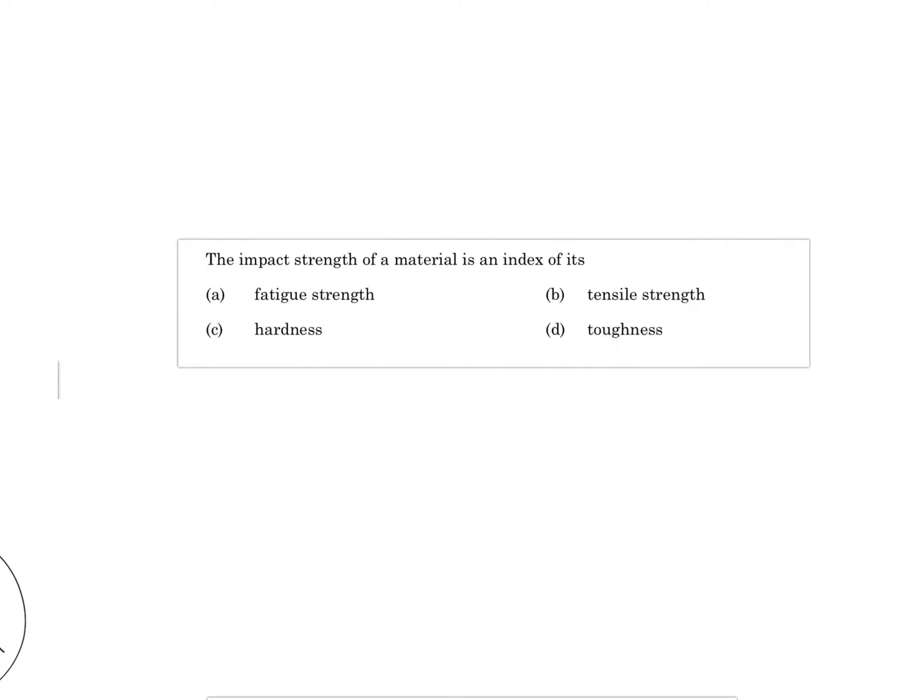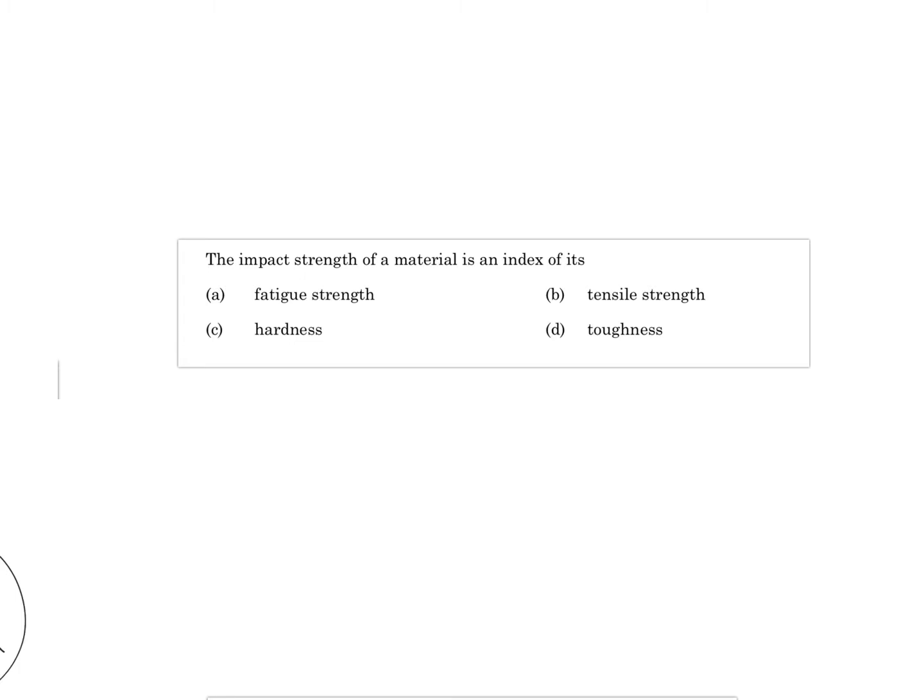Actually the answer is toughness, because what happens in an impact test, you have a specimen and you are breaking it. The definition of toughness goes like this: the amount of energy it can store up to rupture. Okay, that is what is known as toughness.